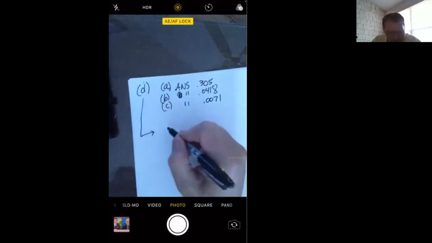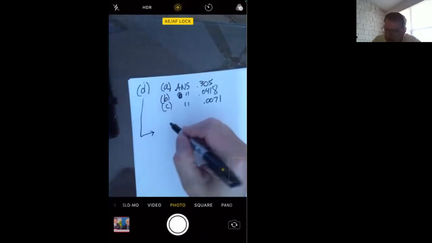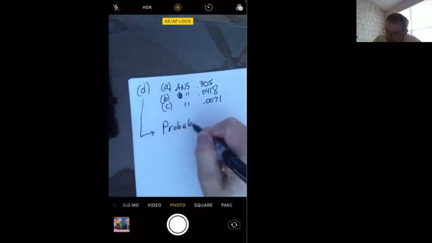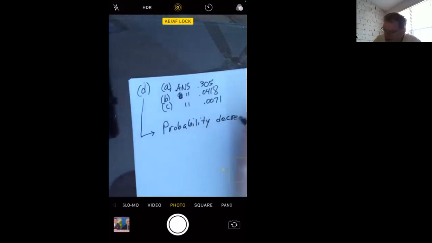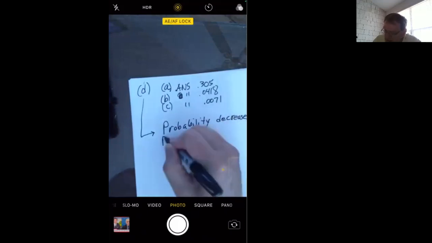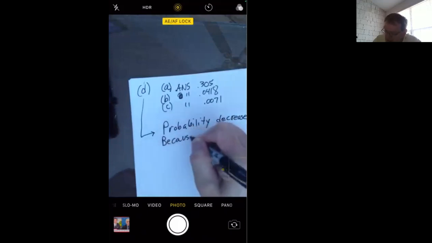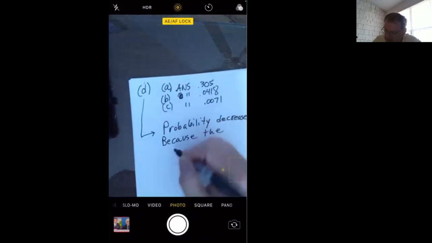What effect does increasing the sample size have on the probability? The probability decreases. It says provide an explanation. The best explanation is that it decreases because the sample size increases.